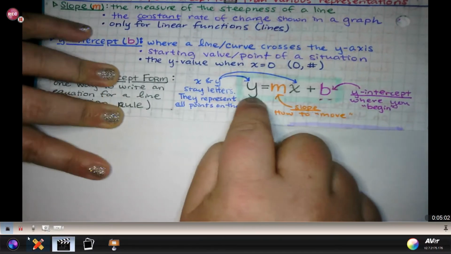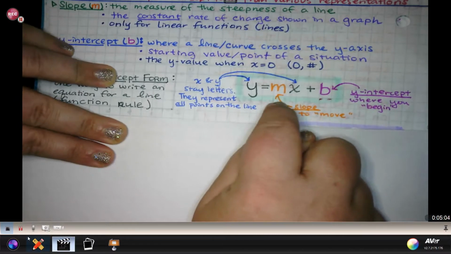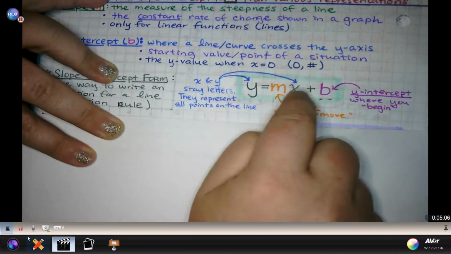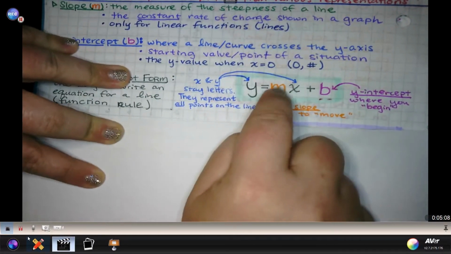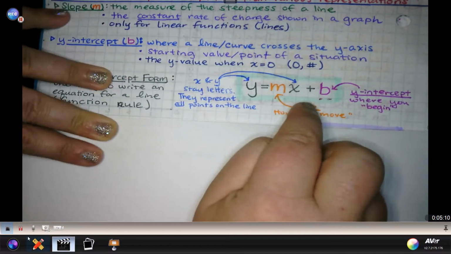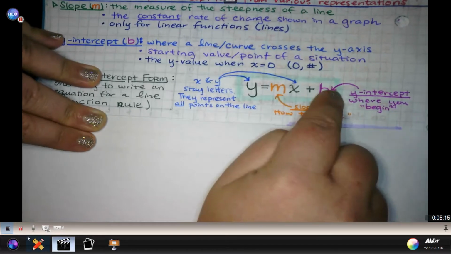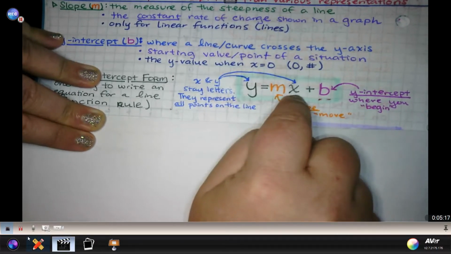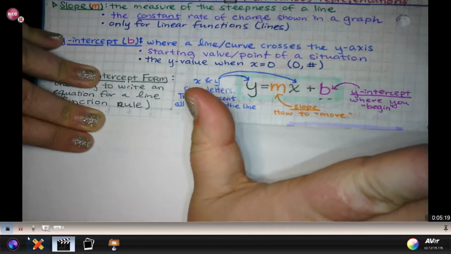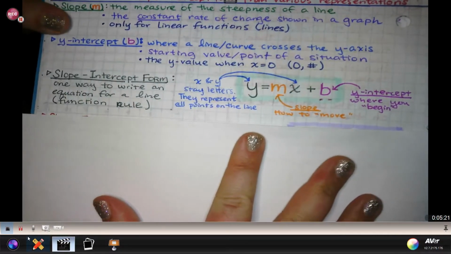So what happens is, when all is said and done, you might have to do stuff to this equation. You might have to plug stuff in for x or y to find m and b. But once you find m and b, you need to rewrite this, and you only plug the numbers in for m and b, and you leave y and x alone. Okay? And you'll see when we go over some examples.